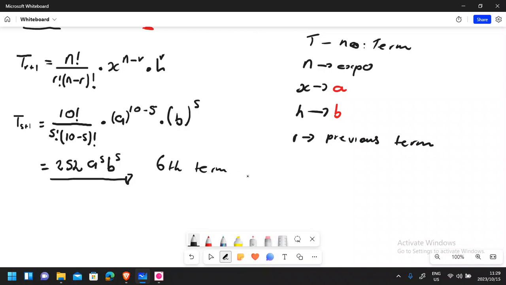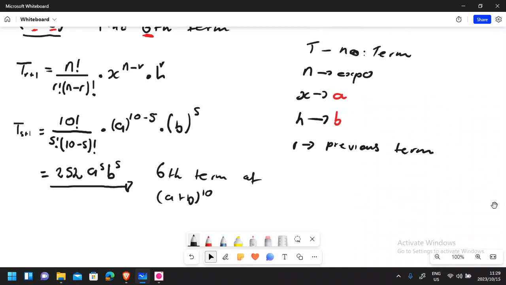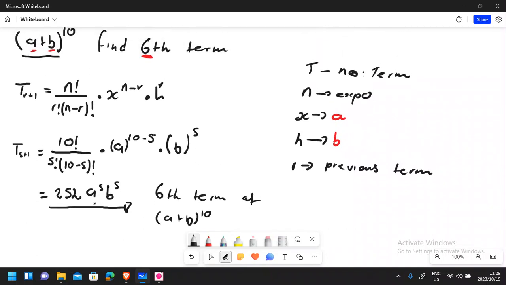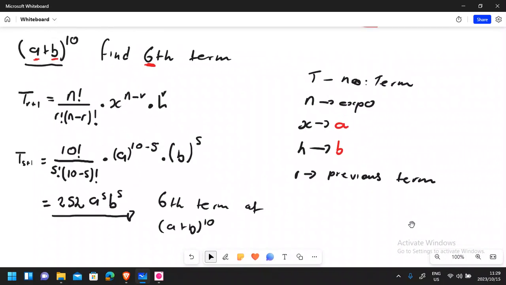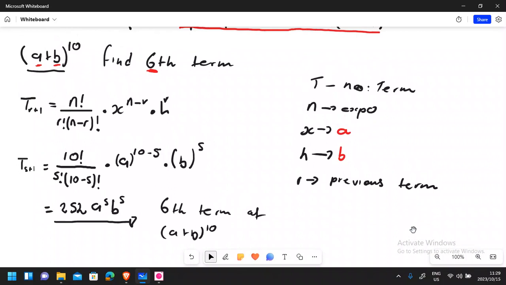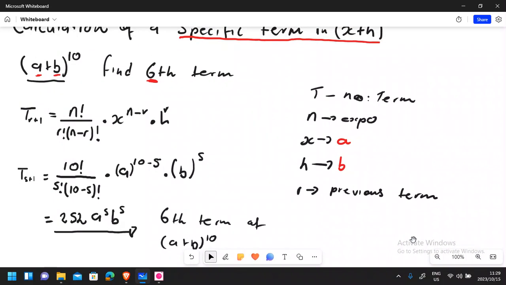of the expression of a plus b to the power of 10. Remember, for the fact that it has the power of 10, it means that it has more than 6 terms, guys. It has more than 6 terms. So basically, that's how you do this one, guys. I hope you understand what is happening here.